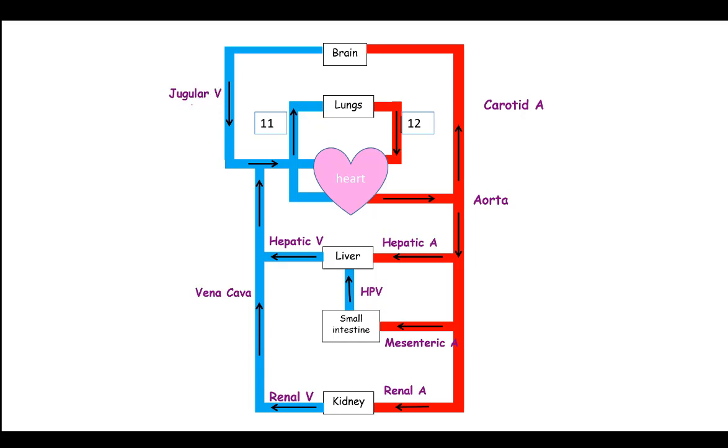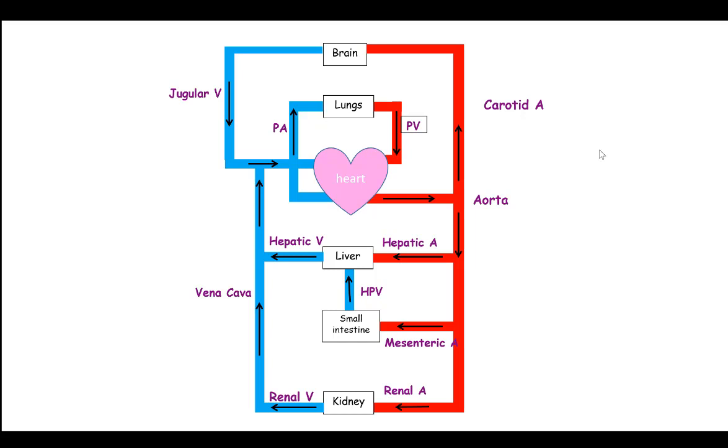And then we've got the jugular vein, which comes out of the brain and carries blood back to the vena cava, which eventually goes back into the heart. We've then got a little blood vessel coming out from the heart, which is the pulmonary artery, which carries deoxygenated blood here, and then we've got the pulmonary vein, which comes back into the heart.